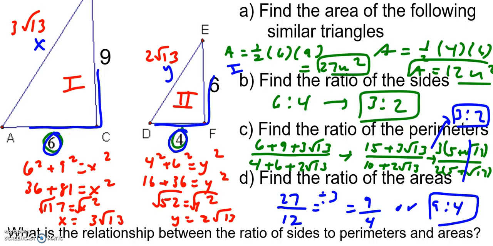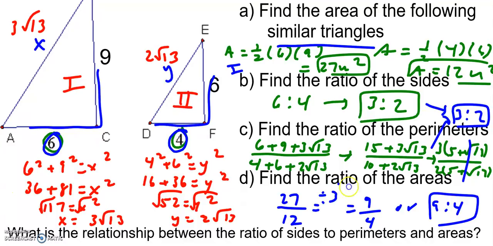To find the ratio of the perimeters, I would say this is the most painful part. For part C, what I ended up doing was I represented this perimeter as 6 plus 9 plus 3 root 13, and I represented this perimeter as 4 plus 6 plus 2 root 13. I then combined my like terms on top and bottom, and then noticed on the top I could take out a GCF of 3, and the bottom I could take a GCF out of 2. When I did that, what I was left with in the parentheses was the same, so I canceled it out and was left with 3:2 as well. So what's interesting so far is if you have similar triangles, if the ratio of the sides is 3:2, the ratio of the perimeter should also be 3:2.